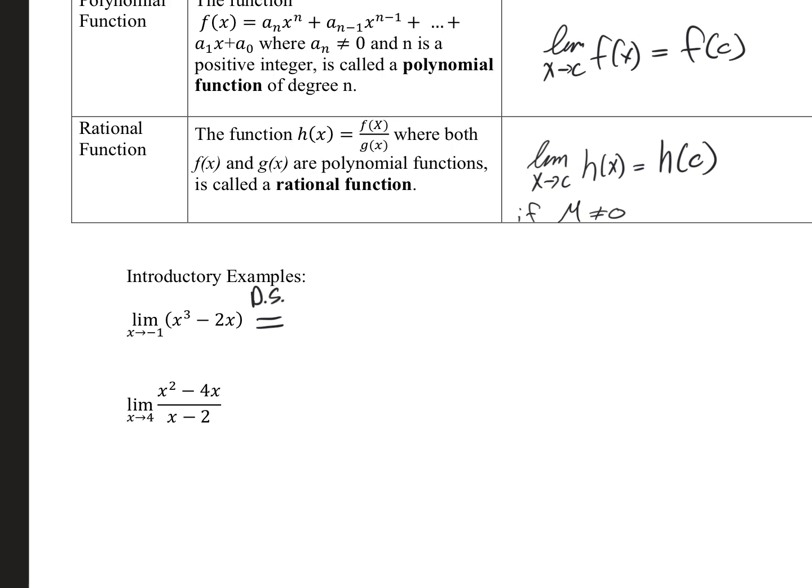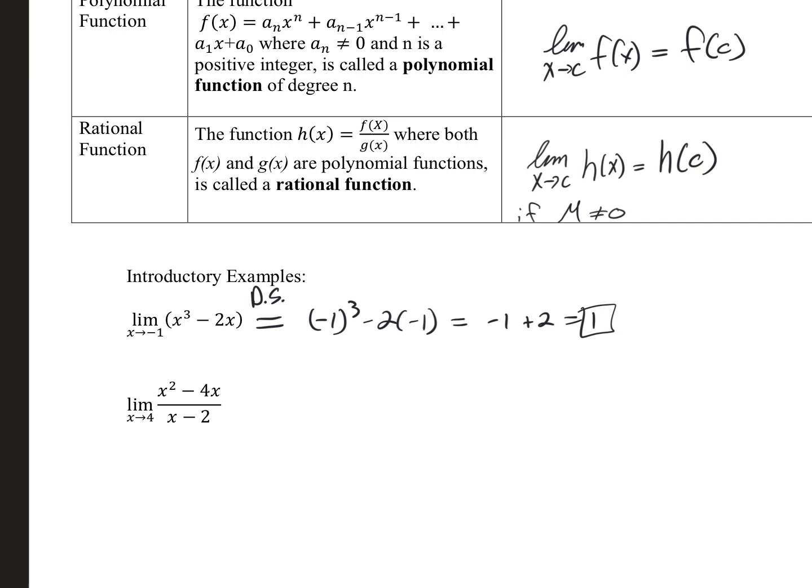Using direct substitution, this is equal to negative 1 cubed minus 2 times negative 1, and we find that this is equal to negative 1 plus 2, which is just 1. So the limit of the function as we approach negative 1 is actually equal to 1. In these examples, if you're looking at a polynomial or a rational function, you always want to start with direct substitution because the two properties together say you are always allowed to just plug in the number.